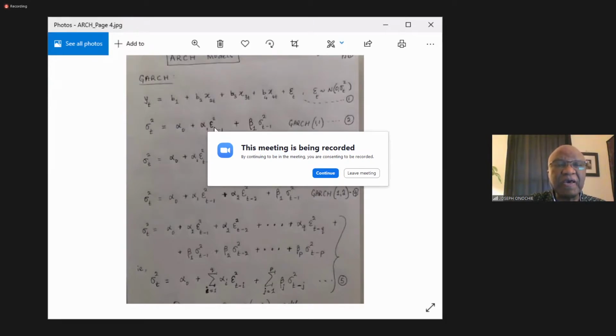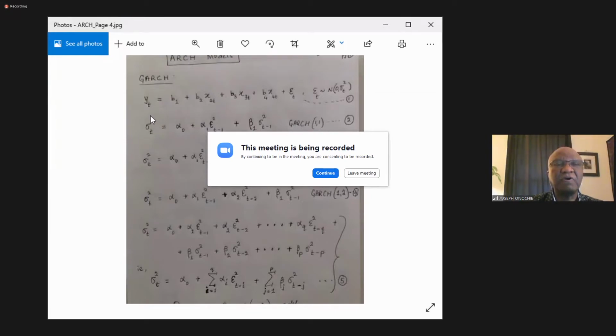If I stop here, then that is the ARCH model. But then I introduce a constant times the variance of the error term lagged 1 period. This is what we call a GARCH 1-1. Okay, generalized ARCH, generalized autoregressive conditional heteroskedasticity.